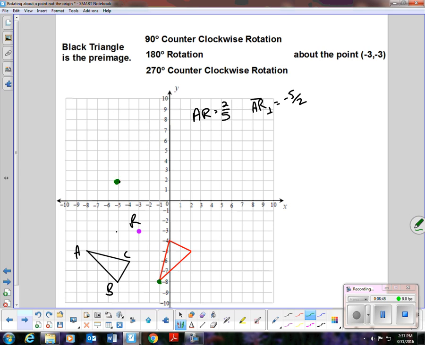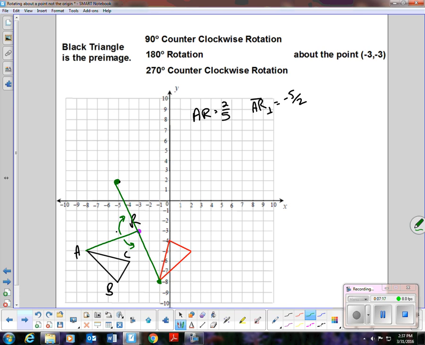So if I look from A to R, and I connect these, this one is going 90 degrees counterclockwise, right? And this one's going 90 degrees clockwise. But 90 degrees clockwise is the same thing as 270 degrees counterclockwise. So if I have 270 degrees counterclockwise, I go up, and if I went 90 degrees counterclockwise, I went down with that point. And so that's where I get to this point.